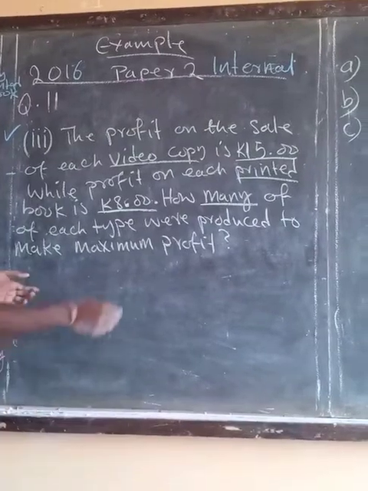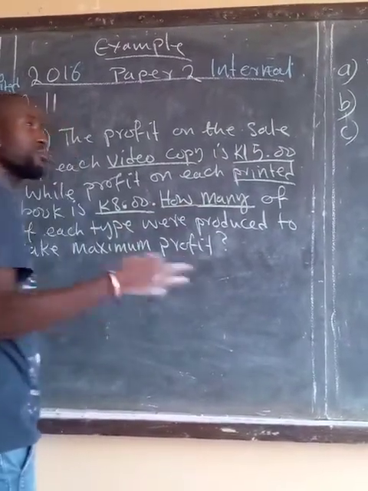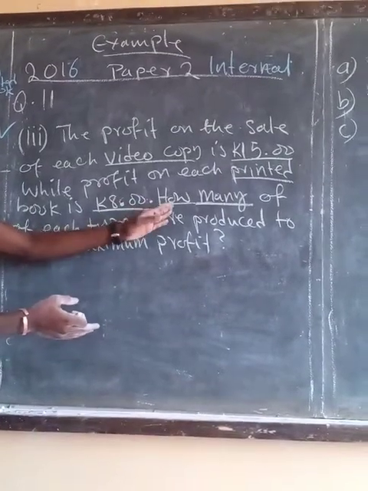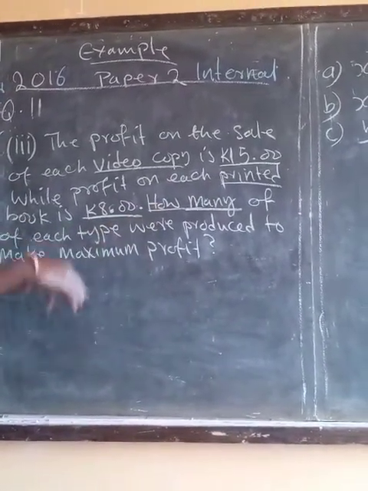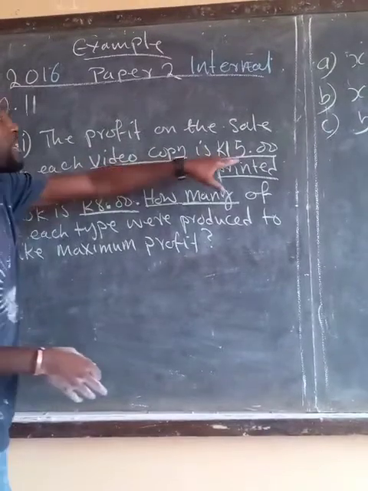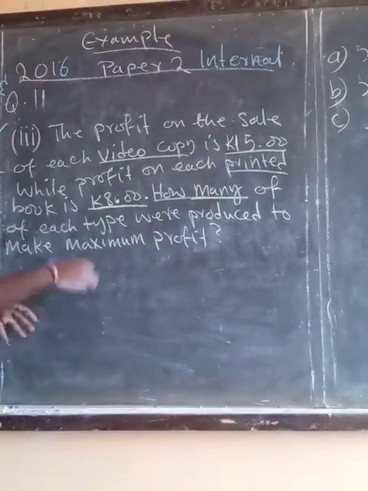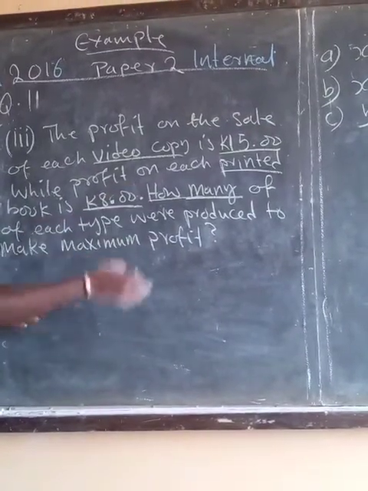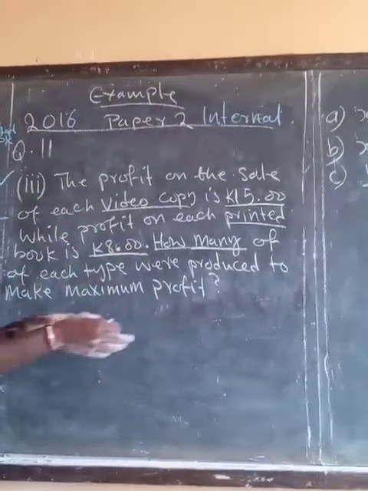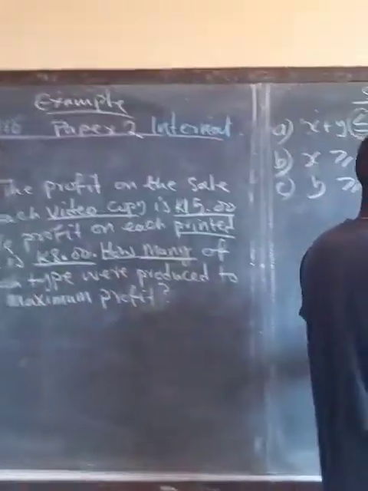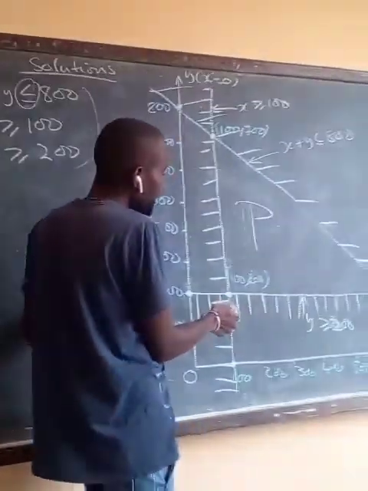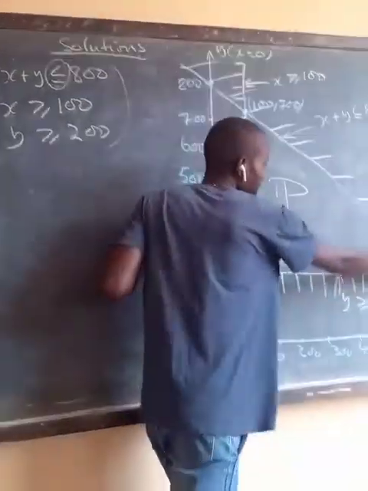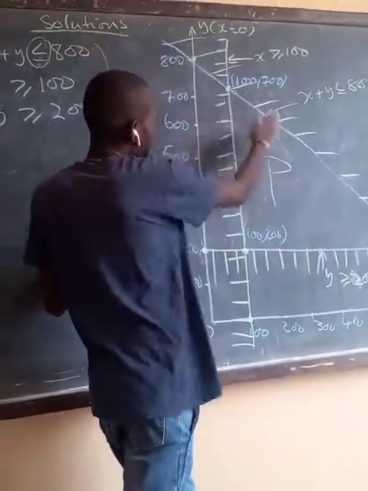So keep in mind, how many is a question of numbers. It's not a question of amount. So here, they are simply asking us to find the number of video copies that gave us this profit, and also the number of printed books that gave us this profit. That's all. And these numbers, you find them on the graph that we have drawn. As you can see, we have put the coordinates 100, 200, 700, 200, and 100, 700.